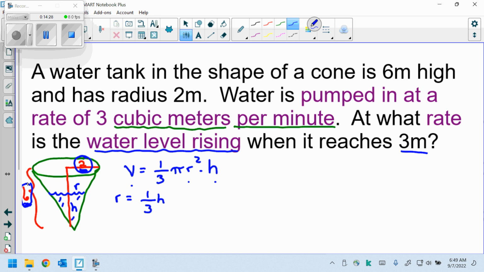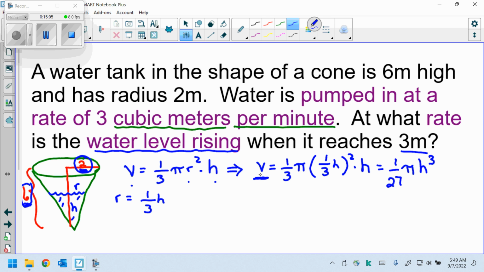So my volume equation actually is going to be written like this: 1/3 pi. Instead of an r, I'm going to say 1/3 h, squared, times h, which is 1/27 pi h cubed. That's what volume is equal to.